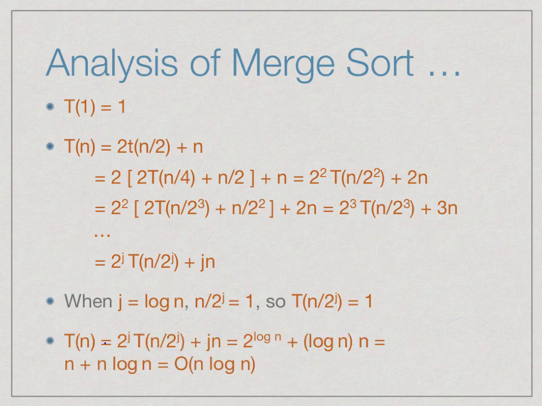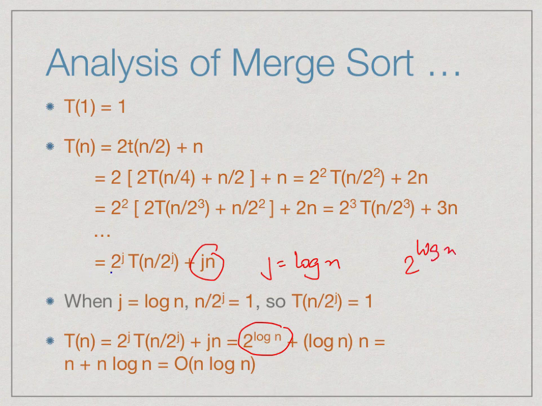So at this point we have 2 to the log n, because j is log n, plus 1 times log n, plus n times log n rather, because we have got j times n, right? So now j is log n, remember. Okay? So we have 2 to the log n from this term. We have T of 1 plus log n times n, and T of 1 is 1, so this goes away.